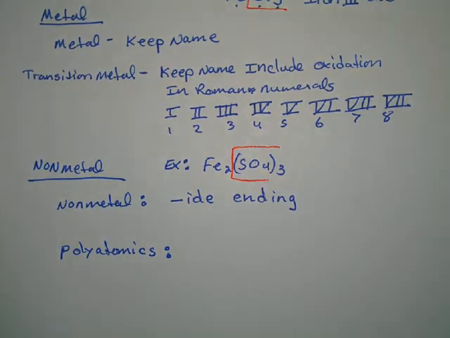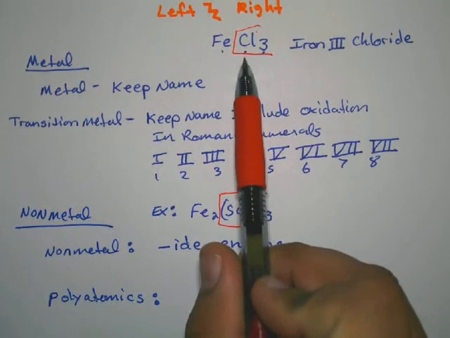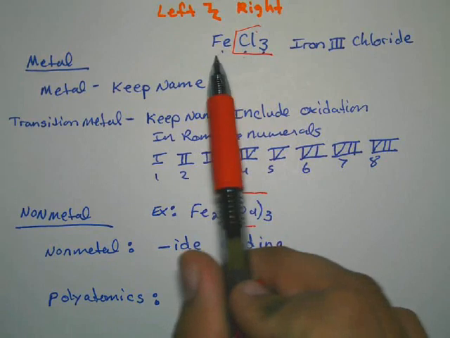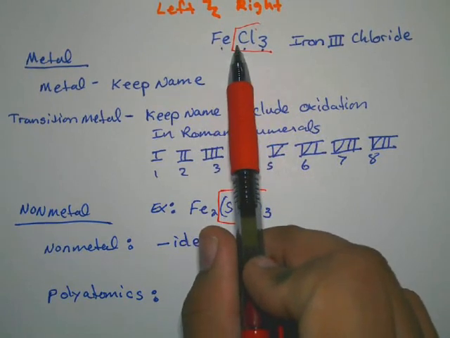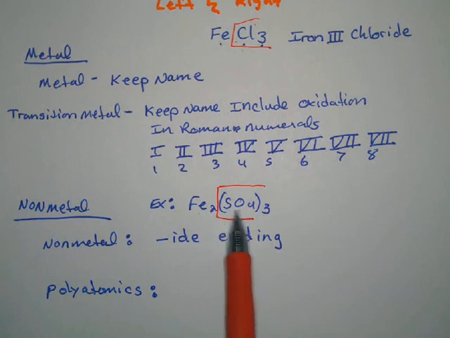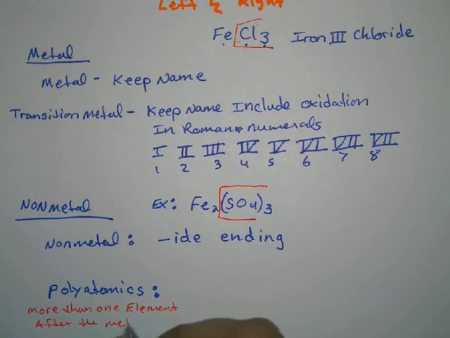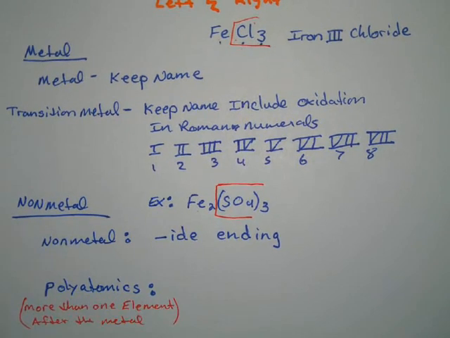So if you see more than one element, like up here, if you see more than one element after the metal, that means it's a polyatomic. Is this a polyatomic? No, that's just chlorine, right? But you look right here, oh, we have the metal, but after the metal, we have more than one element. If you see more than one element after the metal, that means you're dealing with a polyatomic, okay? So I'm going to write that down right here. If you see more than one element after the metal, it's a polyatomic, okay?